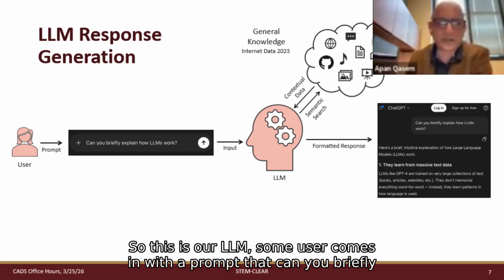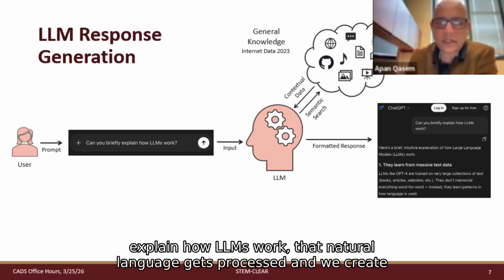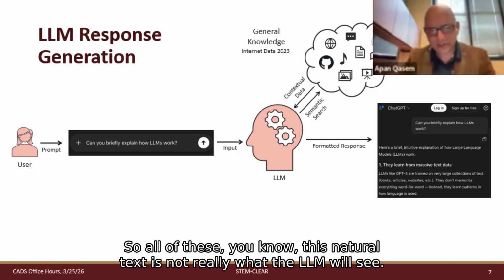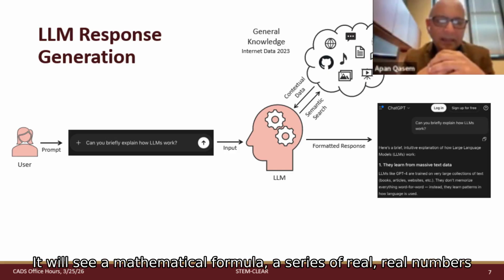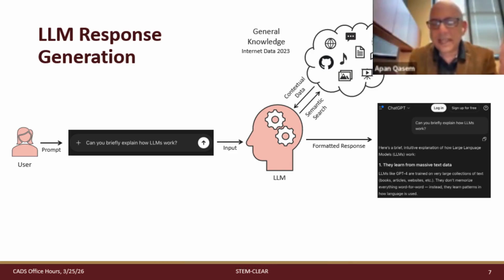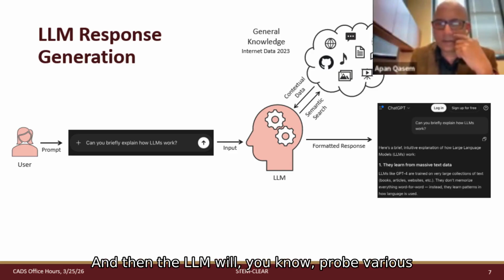So this is our LLM. Some user comes in with a prompt: can you briefly explain how LLMs work? That natural language gets processed and we create an embedding vector, right? So this natural text is not really what the LLM will see. It will see a mathematical formula, a series of real numbers that represents that prompt.